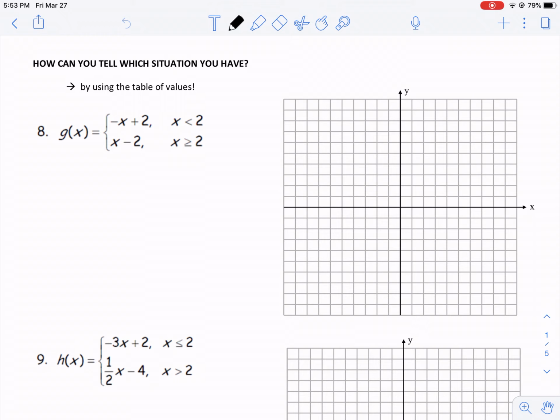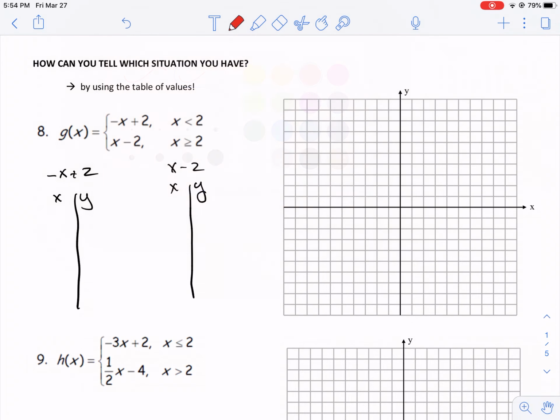Alright, so for number 8, we have g of x, and it has 2 pieces. So the first thing I recommend is creating a table for both pieces. So we're going to create an xy table for each one of the pieces, and we're going to do it separately. I highly recommend that you only type one of them into your calculator at once. So the first thing we're going to do is go to y equals and type in negative x plus 2. Now if you hit graph, you would see that entire line, and when you go to the table, everything's there.